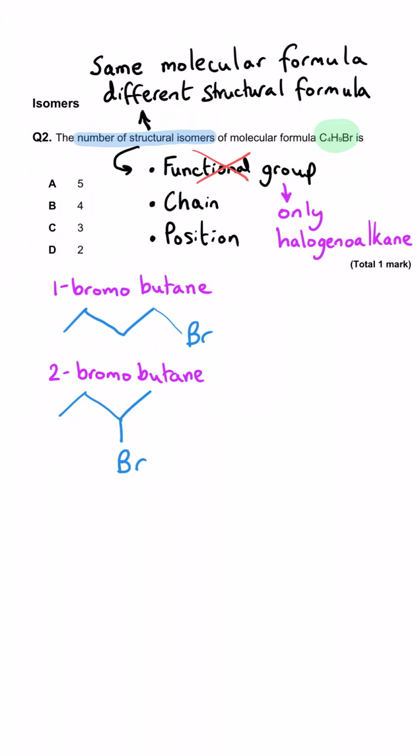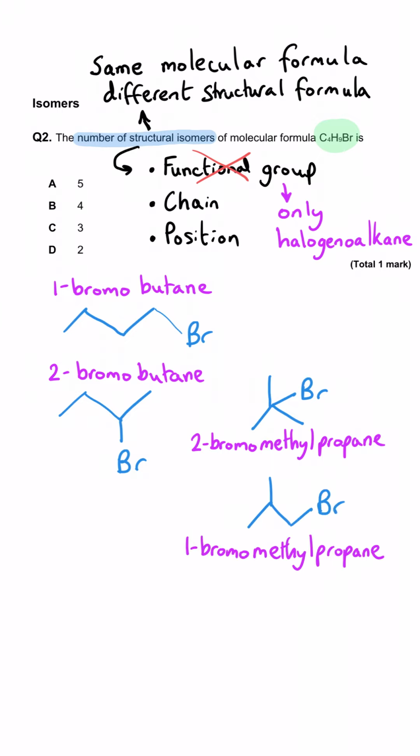But then if we had a different chain length, so a chain length of 3 instead of 4, we would have a branch in the middle. Then we've got the situation where we could have a bromine also in the middle, or we could have a bromine on the end. And that's our only 4 permutations that we've got. So there are therefore 4 structural isomers of C4H9Br.